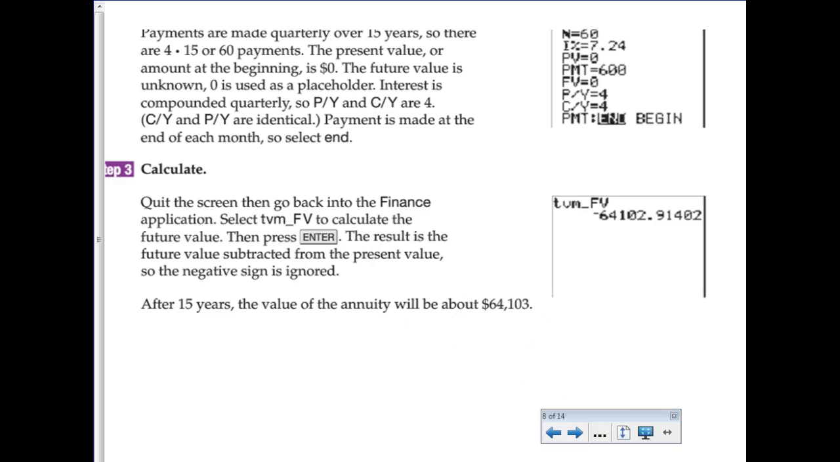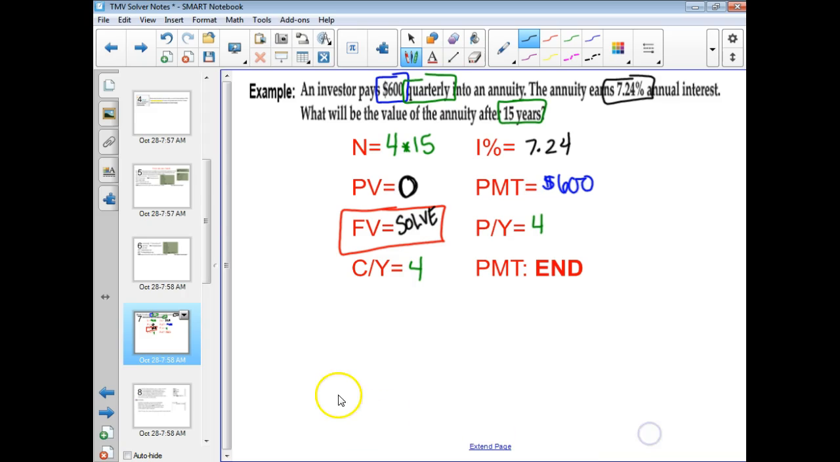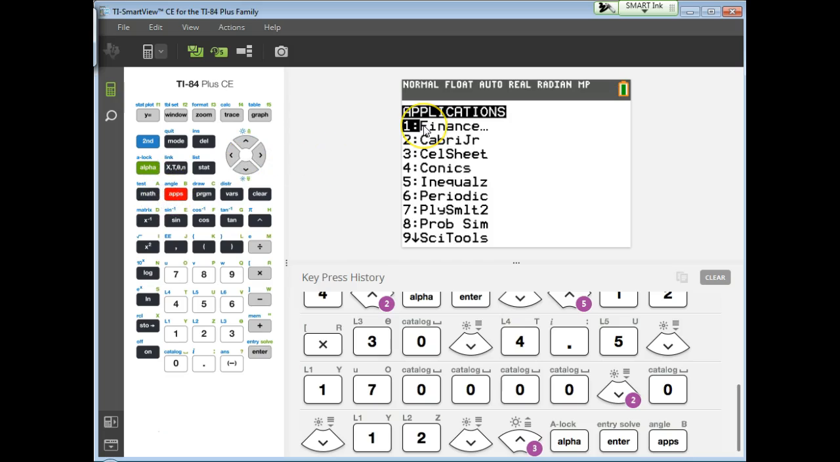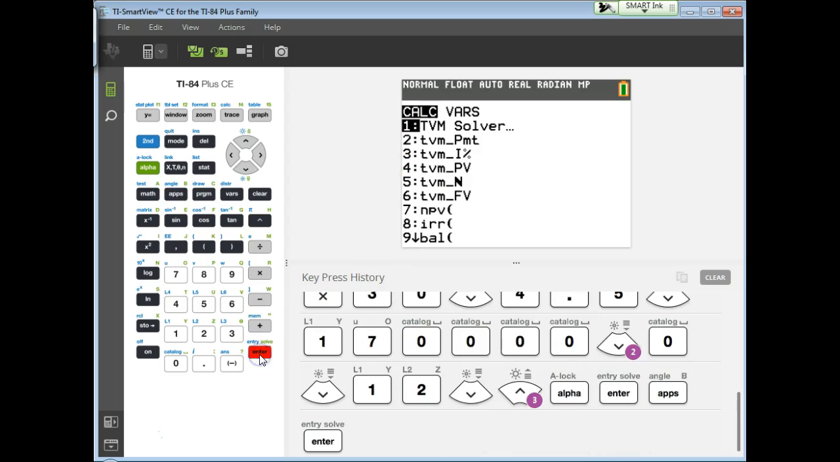Okay, so on your calculator, go to what's called apps. And the very first one says finance. Now, if you're in test mode, this is all you see is finance. And then in the finance option, the very first one says TVM solver. That's the one we're going to be using.